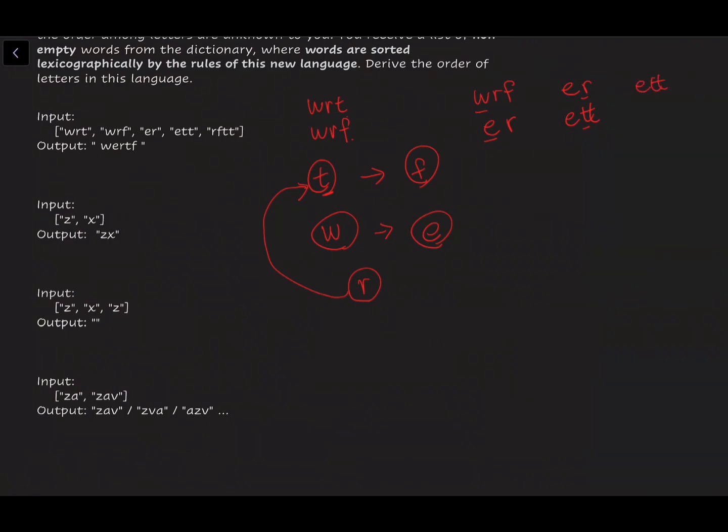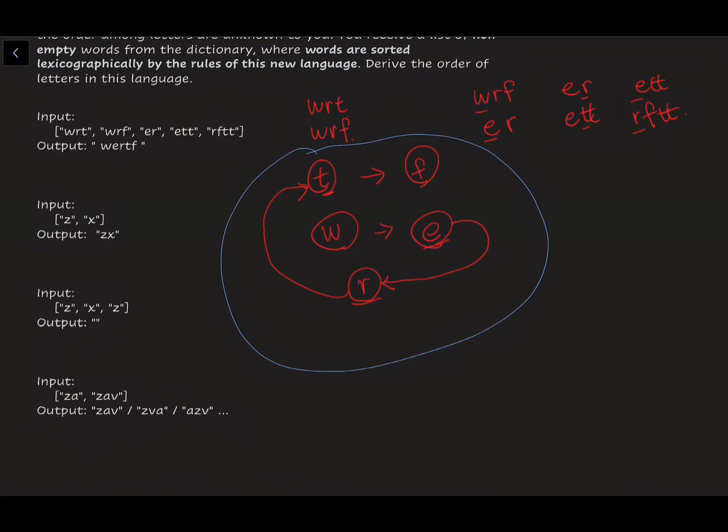And the last pair is ETT and RFTT. From this pair, we know E is before R. And we already have a node E here, and we already have a node R here. We just want E to point at R. And this is our final graph.